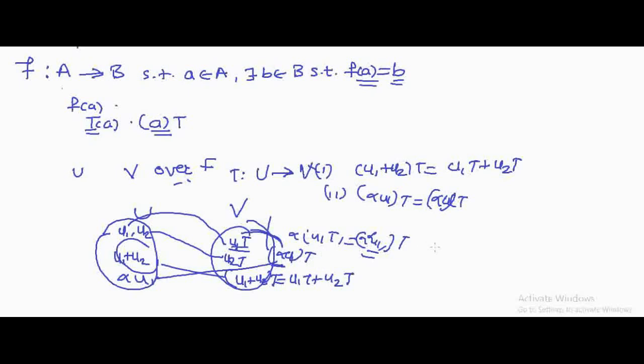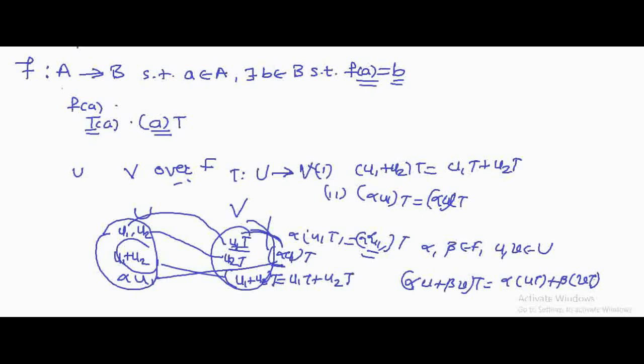We combine these two conditions into a single one, or we write it as: for alpha, beta belonging to F and u, v belonging to U, T of alpha u plus beta v equals alpha times T of u plus beta times T of v. If this condition is satisfied, it is called a homomorphism.